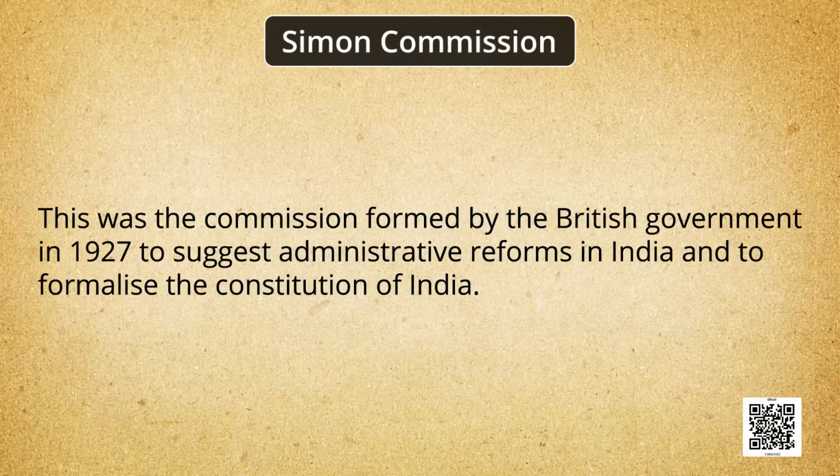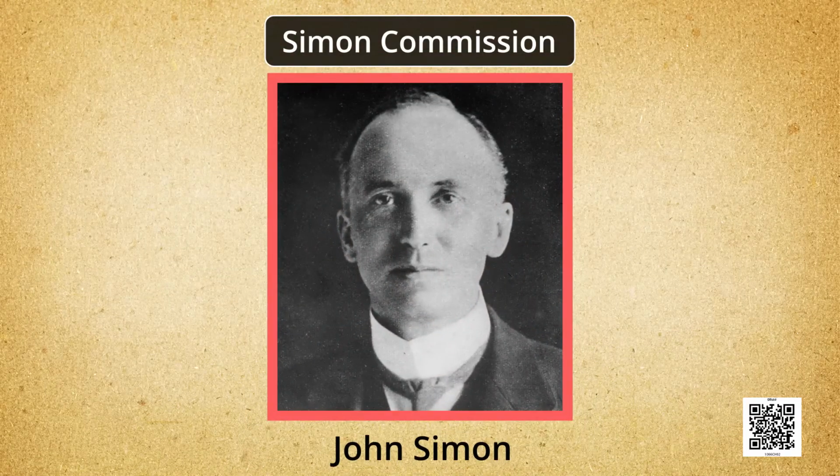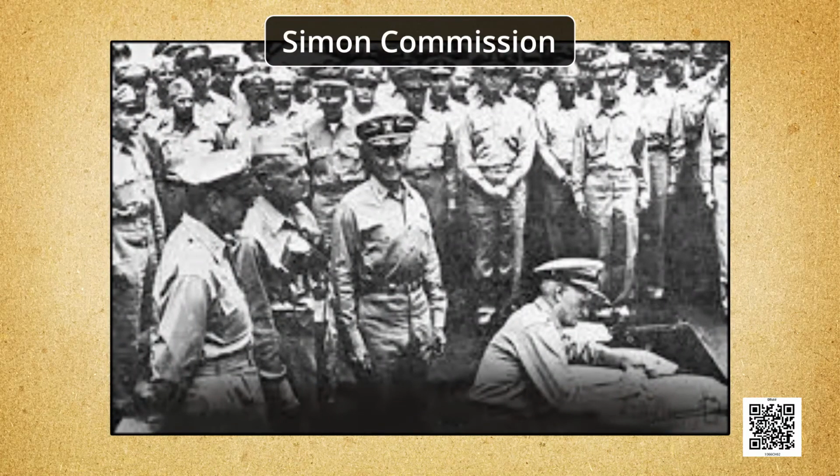This was a commission formed by the British government in 1927 to suggest administrative reforms in India and to formalize the Constitution of India. The commission was headed by Sir John Simon. All the 7 members of this commission were British. Therefore, Indian National Congress and other political and social organizations rejected the commission and termed it as All-White Commission.